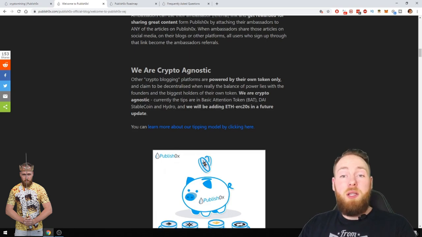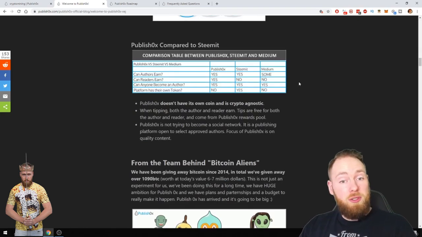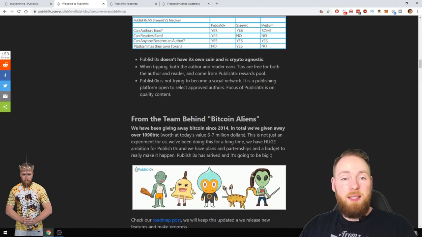So Publish is crypto agnostic. Currently, the tips are in Basic Attention Token, DAI stablecoin, and Hydro, and we will be adding Ethereum ERC20 tokens in a future update. So more tokens will be added.